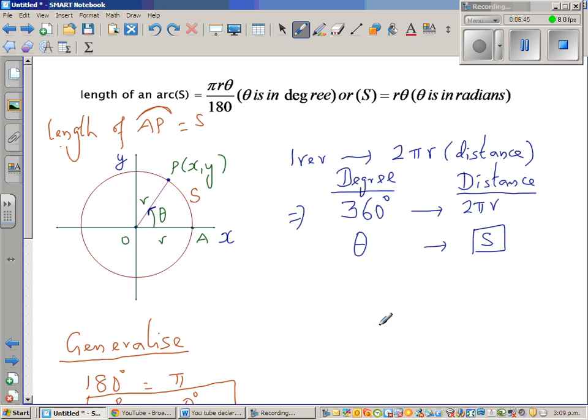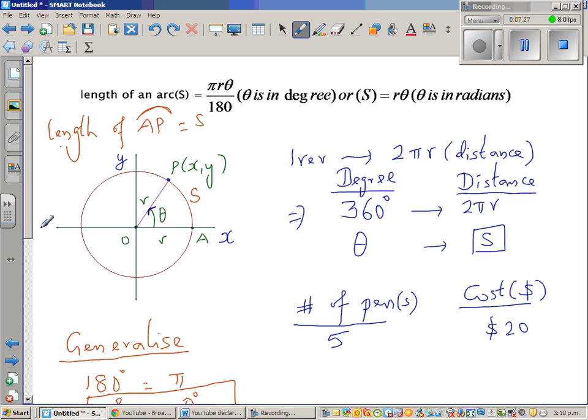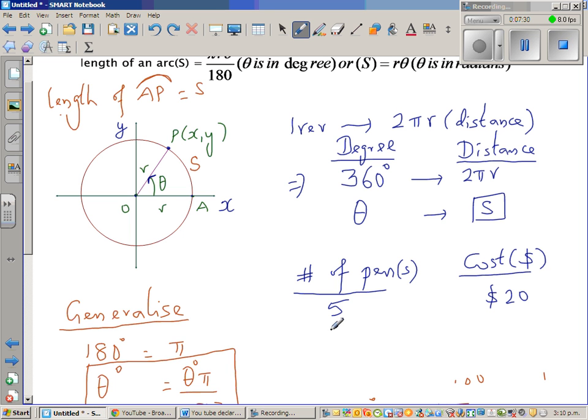Therefore, okay, now before I do the next step, let me give you a side example. The next step here may not be clear. Suppose, let me make up an example. Say number of pens, and cost in dollars. Now suppose five pens cost, say, $20. The question is, you want to find what 12 pens would cost, say X dollars.